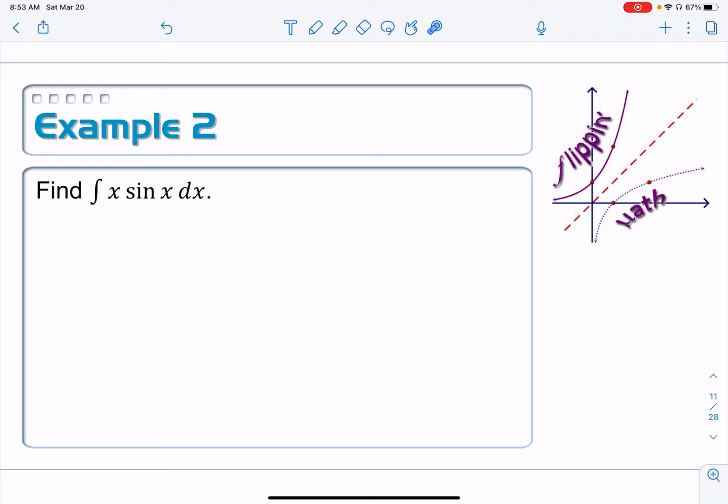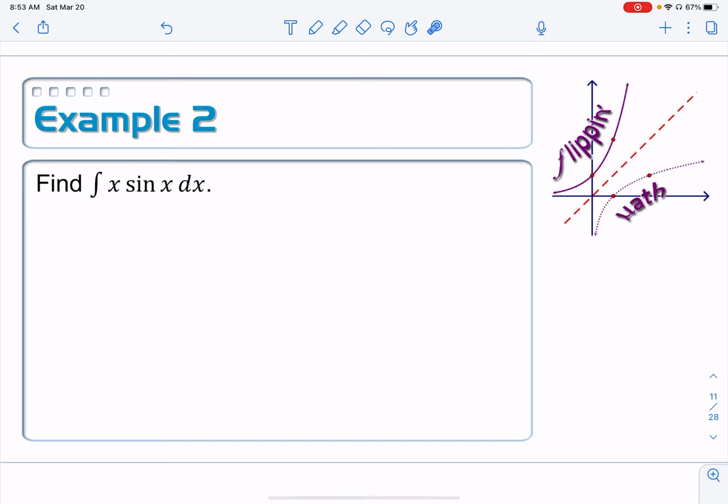All right, let's do another example here. Example 2: find the antiderivative of x times the sine of x with respect to x. So, how do I know that I'm going to use integration by parts instead of u-substitution?